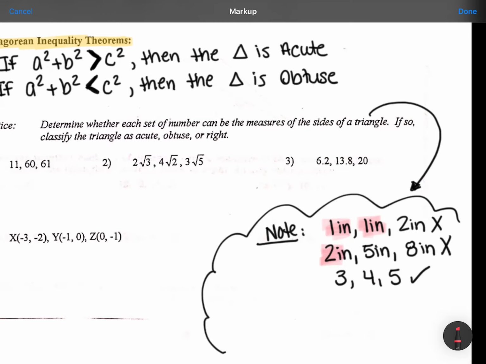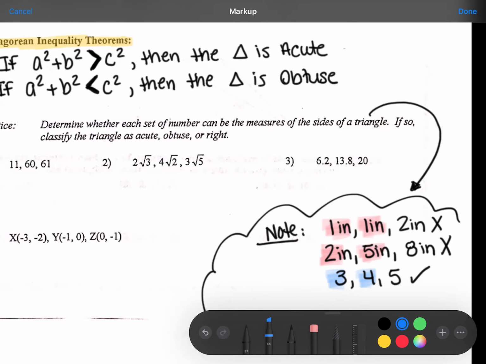Take a look at 2 and 5. If I add 2 and 5, I get 7. Again, that is not bigger than that third side, so it does not make a triangle. Now, if you take a look at the 3, 4, 5 triangle, if I add 3 and 4 together, I get 7. 7 is bigger than 5.